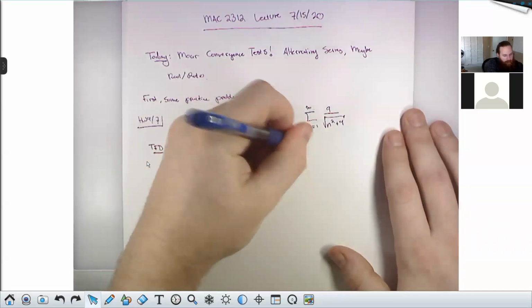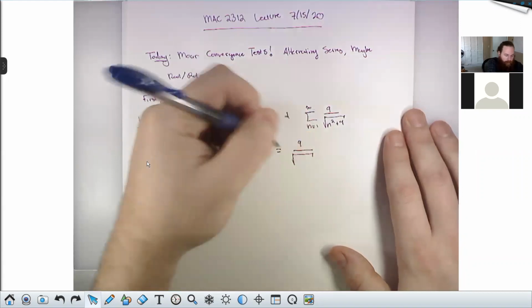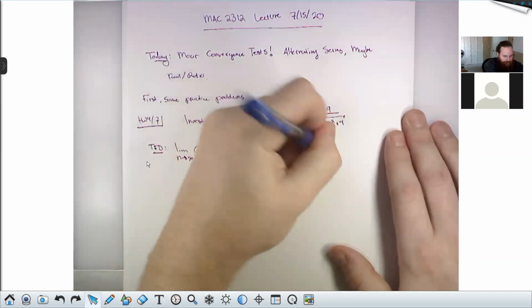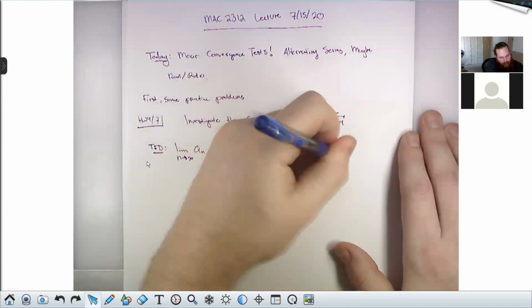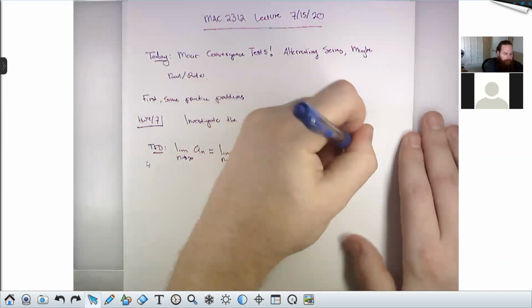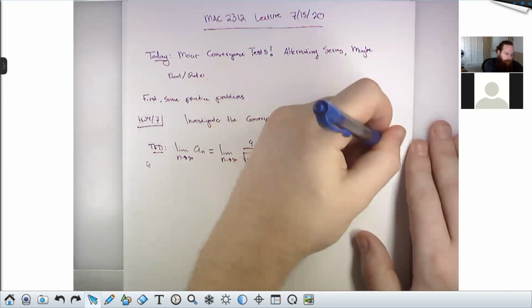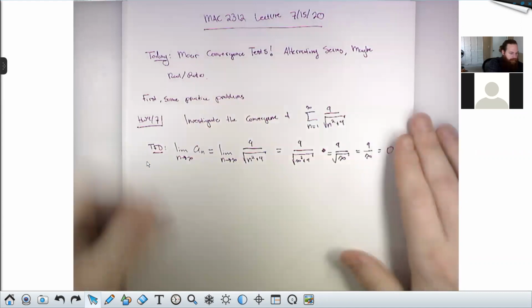Because as n goes to infinity, I get 9 over the square root of n squared, which goes to infinity, plus 9. That's equal to 9 over the square root of infinity, which is 9 over infinity, which is 0. So this is inconclusive.